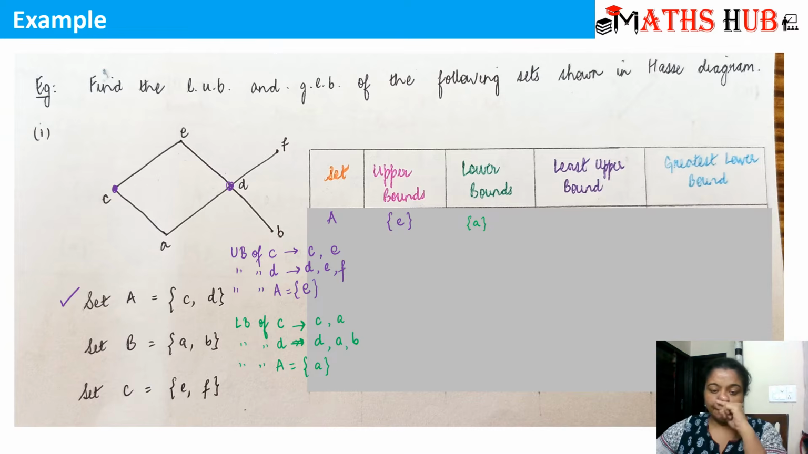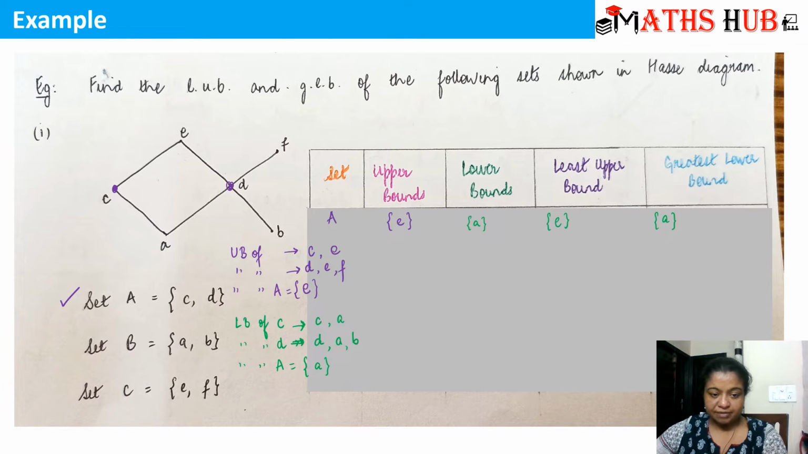Right? Now, once we get the upper bounds and the lower bounds, we need to select the least upper bound and the greatest lower bound. Now, since the set is only containing one singleton element, the least upper bound is the same as the upper bound. So we will get the least upper bound as E. Suppose there were two elements, then we will select the least among them. Similarly, in the lower bound set, we are only getting one element, that is A. So that element itself will be acting as the greatest lower bound. Right? So now let's talk about the second set, that is set B.